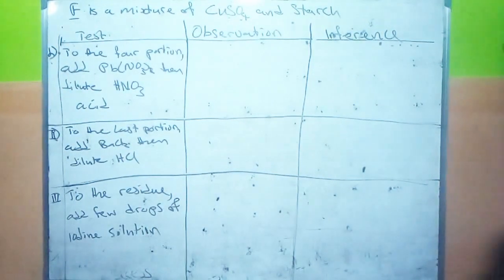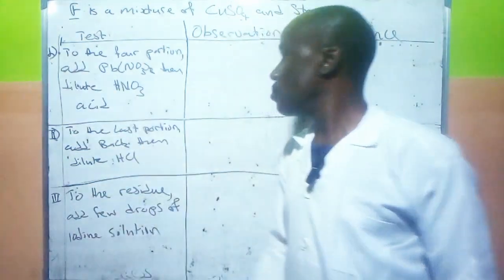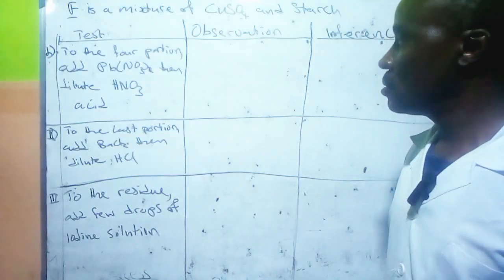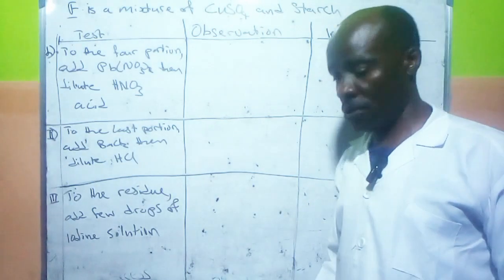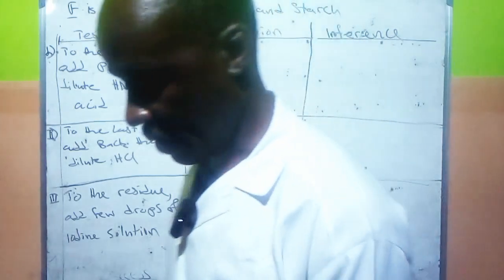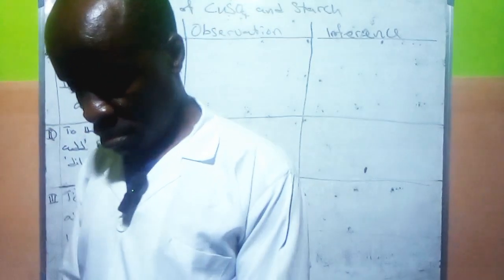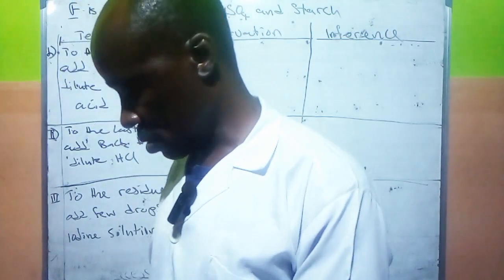So now the next one we're doing is what? To the fourth portion, add lead 2 nitrate, then dilute nitric acid. So what am I doing here? No solution here.